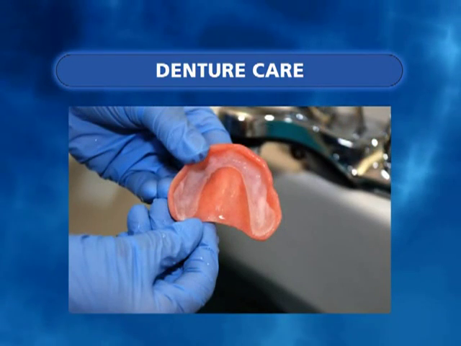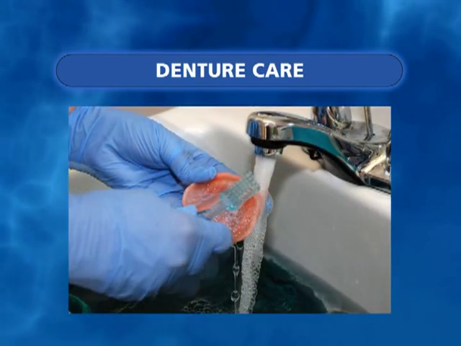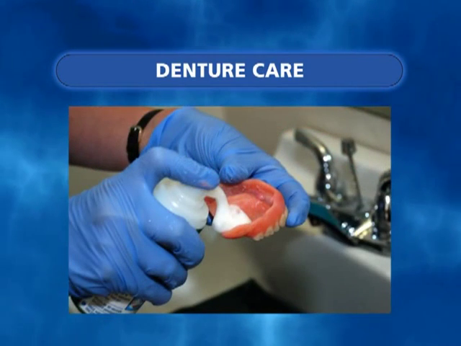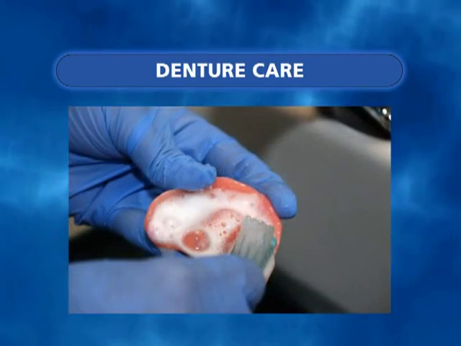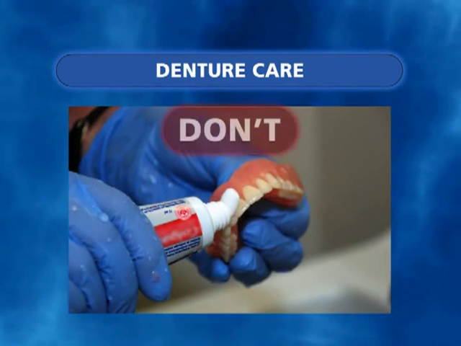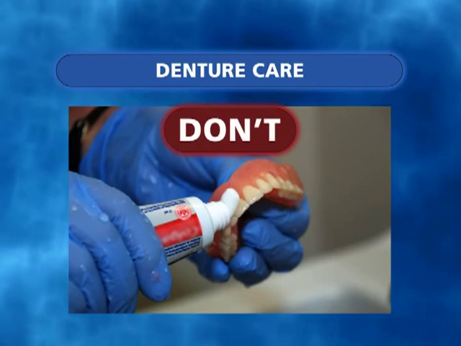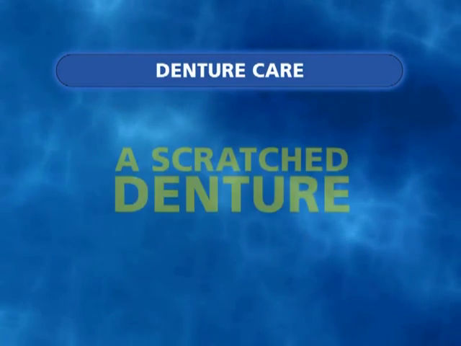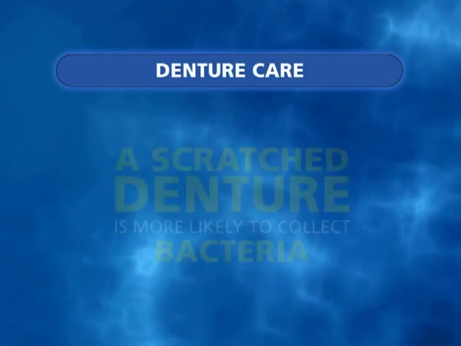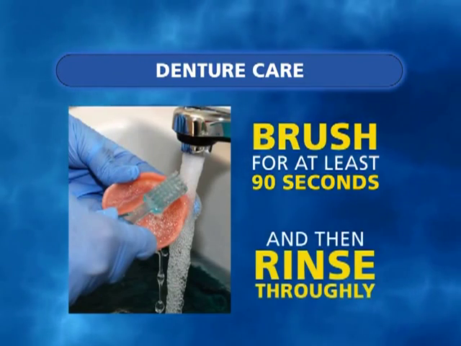Remove any denture adhesive material that remains on the denture and thoroughly brush all surfaces of the denture. Brush the denture with liquid soap or a foam denture cleaning product. Never brush a denture with toothpaste. Toothpaste is abrasive and will scratch the denture surface. A scratched denture is more likely to collect bacteria. Brush the denture for at least 90 seconds and rinse thoroughly.